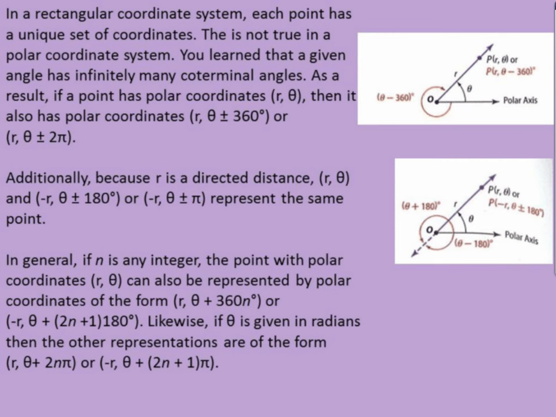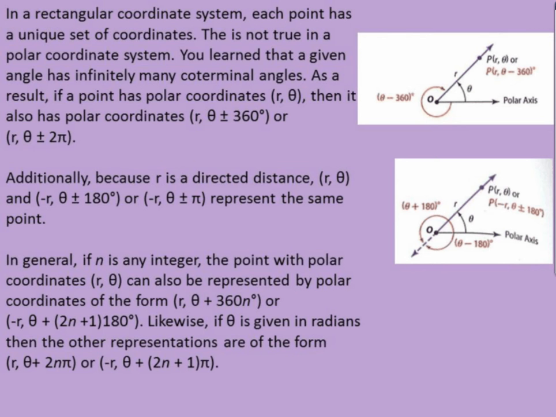In a rectangular coordinate system, each point has a unique set of coordinates. This is not true for the polar coordinate system. You learned that a given angle has infinitely many coterminal angles. As a result, if a point has polar coordinates r and theta, then it also has polar coordinates of r and theta plus or minus 360, or r and theta plus or minus 2 pi, depending on if you are in degrees or radians. Additionally, because r is a directed distance, r theta and negative r, theta plus or minus 180, or negative r and theta plus or minus pi, represents the same point.